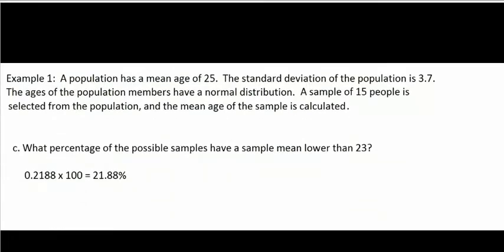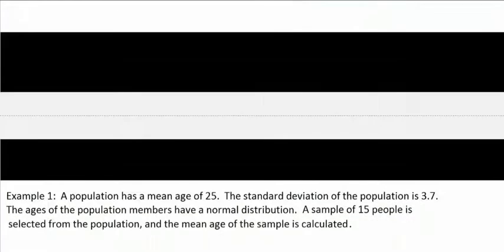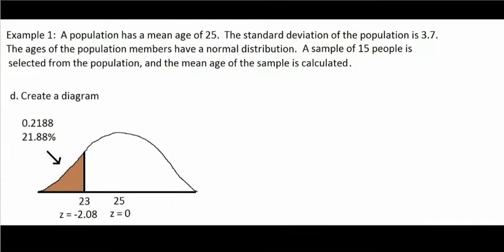And just like before, the next step is turning it into a percentage. I just want you to be able to write it out as both a decimal and a percentage. So to get the percentage, multiply by 100, and it's 21.88. And now finally, the last step will be a diagram, just like before.